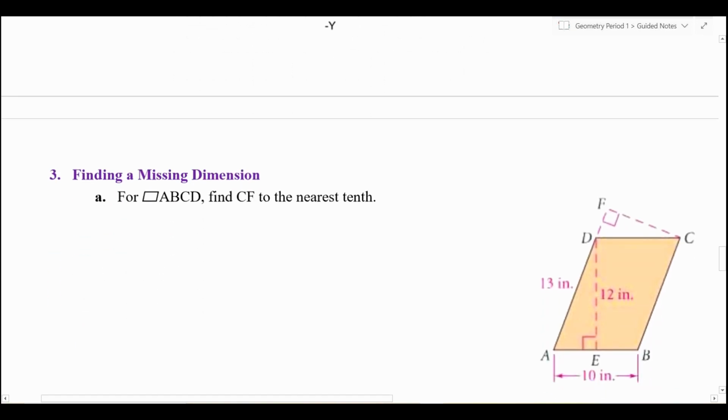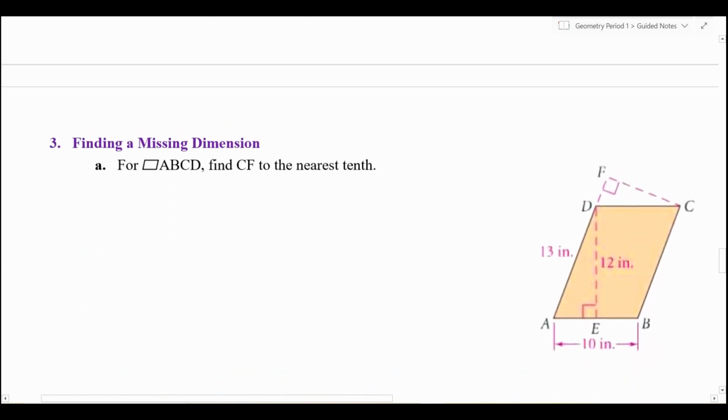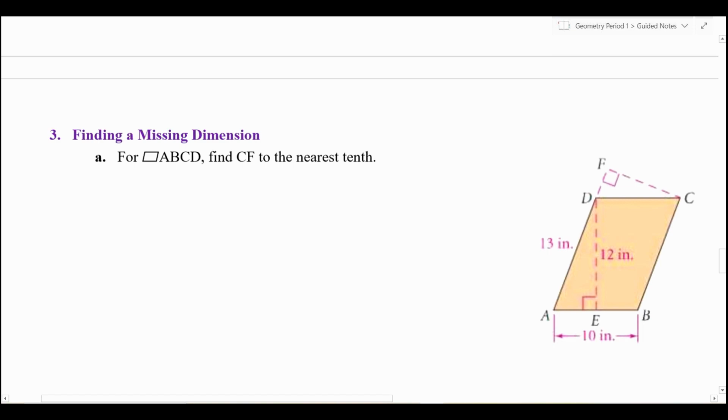Example 3. Now example 3, I'm just going to move this over here. Alright, it says find a missing dimension. Now we could actually use the area to find a dimension. As a matter of fact, you can use area equals base times height, right? Let me redraw that A for area. We have 3 variables, right? So if they give me 2, I can calculate the third, right?